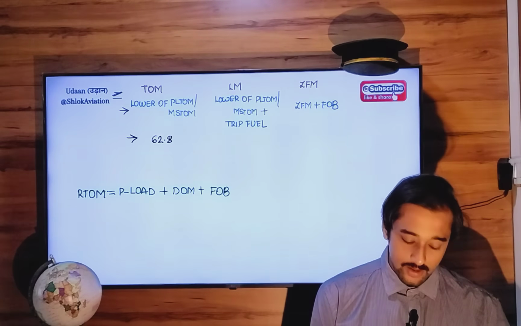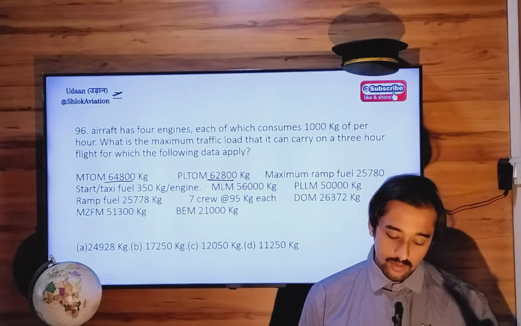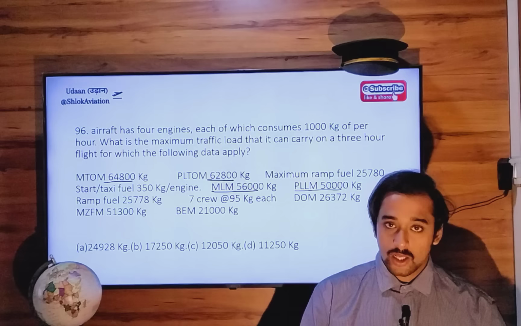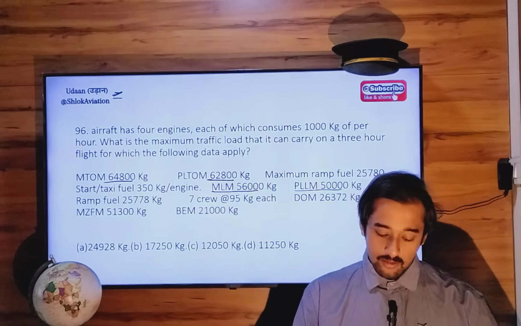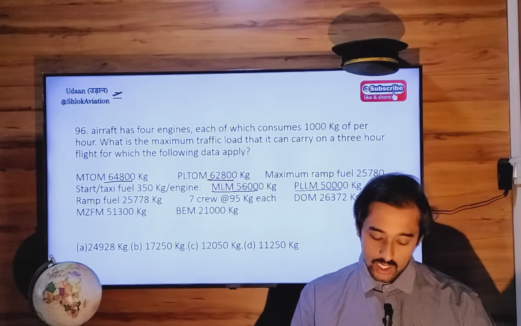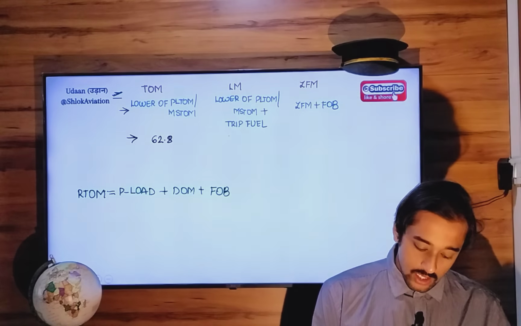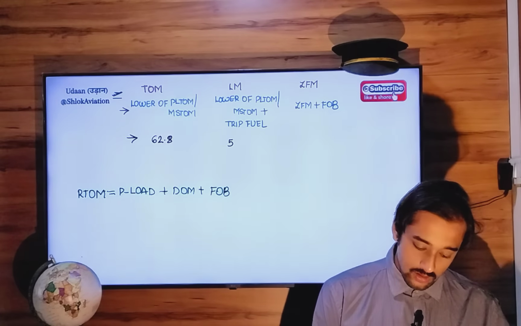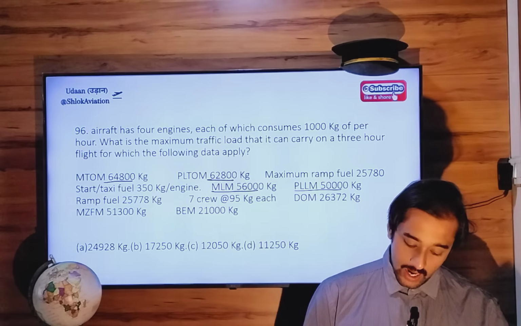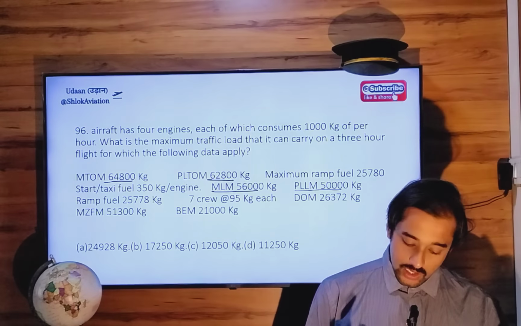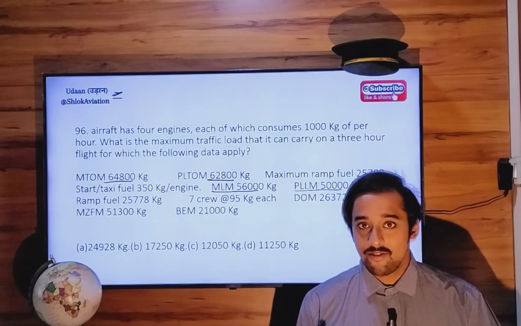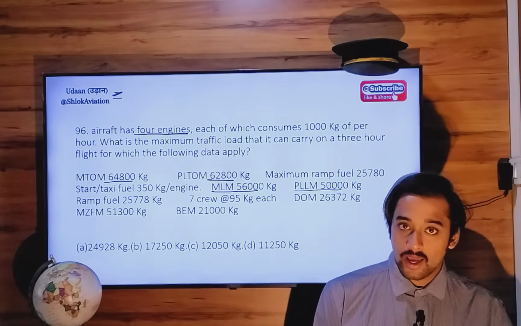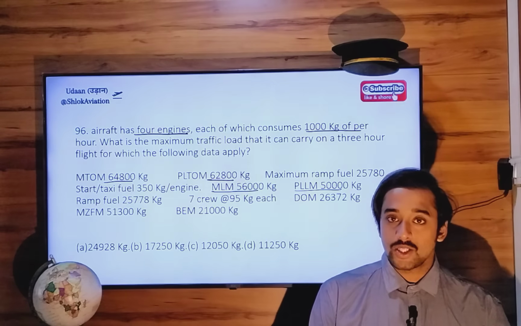So 62.8. In the second column, we have to make a similar decision between landing mass, that is structural landing mass, and performance landing mass. The performance landing mass of 50,000 kg being less than maximum landing mass 56,000 kg, 50,000 kg becomes a choice. To that we add trip fuel of some value. Now that value is not given to us directly, we have to find that out some other way. They have told us this aircraft has four engines, each of which consumes 1000 kg of fuel per hour.